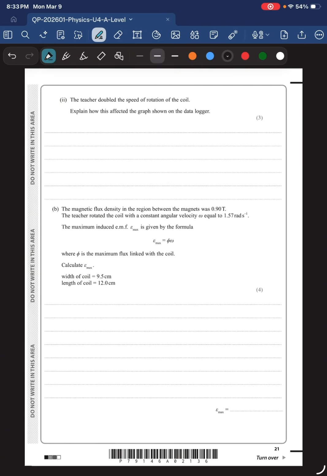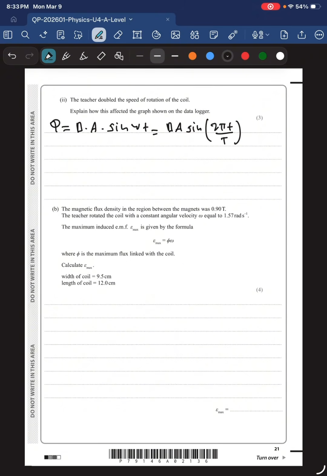In part 2, the teacher doubled the speed of rotation of the coil. Explain how this affected the graph shown on the data log here. Okay, maybe we can go back and draw it, but let me explain a few things. So the magnetic flux is B times A times sine omega t, which you can also write as BA sine 2 pi t over the period.